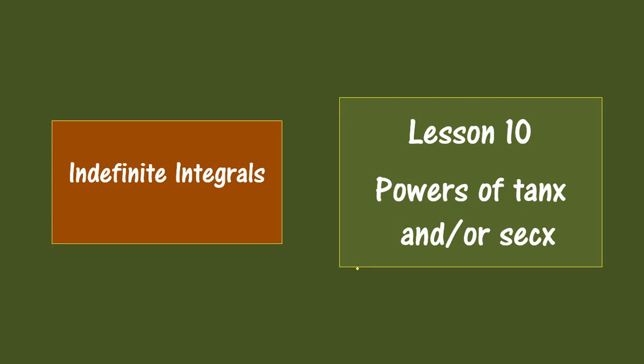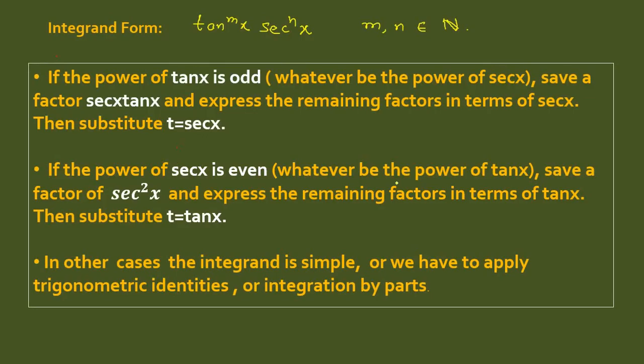We are in lesson number 10 and in this lesson we are going to do the substitution method in a particular kind of integrand where the tan x and sec x are in the product form and there are powers on them. So let us try to understand how the integrand will look like and how we can apply the guidelines we have. So suppose I have the integrand of the form tan to the power m x times sec to the power n x, where m and n are natural numbers, of course.